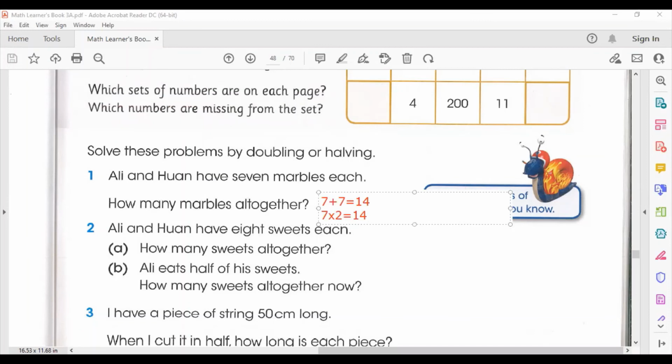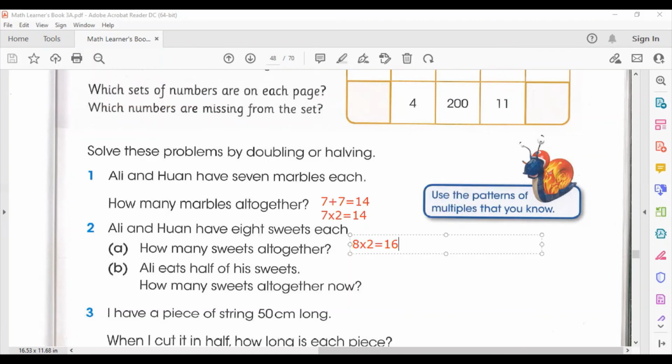Add the same number 2 times, like 10 plus 10, 8 plus 8, 6 plus 6, 5 plus 5, 7 plus 7, like this. So we can make double like this also, or we can multiply with 2 only if we want to make a double. Ali and Juan have 8 sweets each. So how many sweets altogether? Make double: 8 multiplied by 2, or 2 multiplied by 8. In both cases the answer is the same.